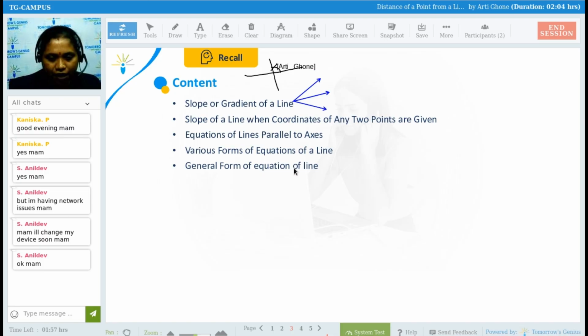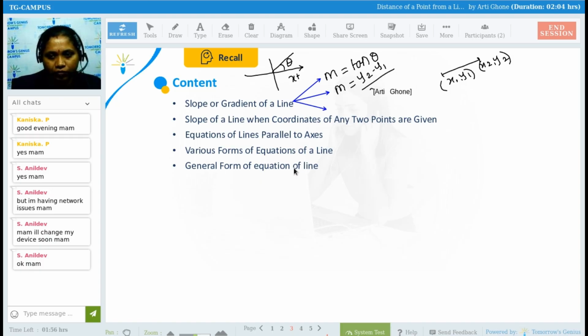If a straight line is making angle theta with the positive x-axis, just the positive x-axis you are supposed to consider, then slope m is equal to tan theta. Okay. Next one is, if the coordinates of 2 points of the straight line are given, x1, y1 and x2, y2, then what is the slope? y2 minus y1 upon x2 minus x1. Clear?